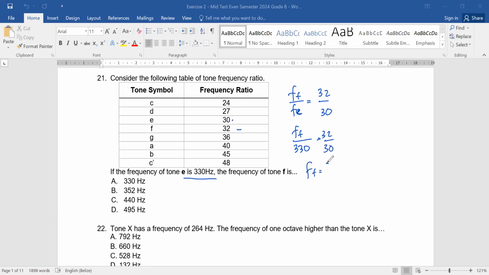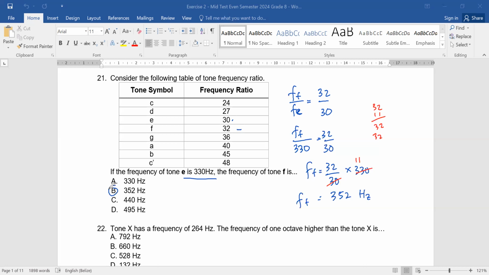And the frequency of F equals 32 over 30 times 330. And 330 divided by 30, we're going to get 11 here. So we just need to count 11 times 32. So 32 times 11, the answer is 352 hertz. So that's the frequency of tone F. Okay, the answer is B, right?